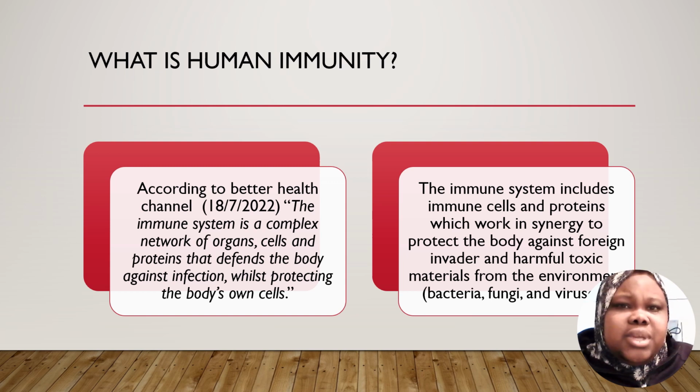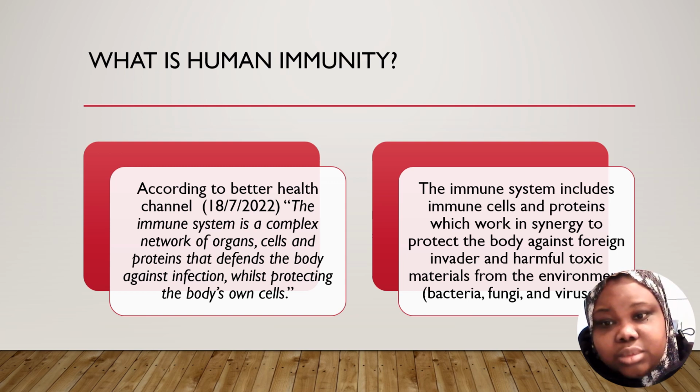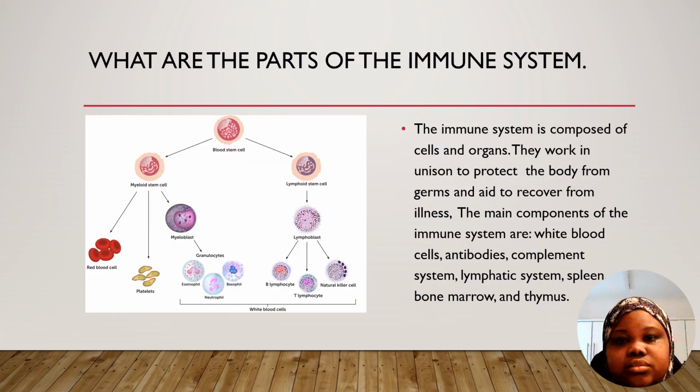So, you're probably asking, what is human immunity? Well, according to Better Health Channel, the immune system is a complex network of organs, cells, and proteins that defends the body against infections while protecting the body's own cells. The immune system includes immune cells and proteins that work in synergy to protect the body against foreign invaders and harmful toxic materials from the environment, i.e., bacteria, fungi, viruses.